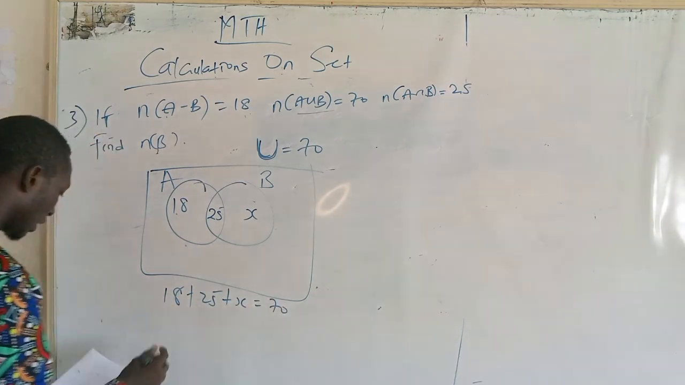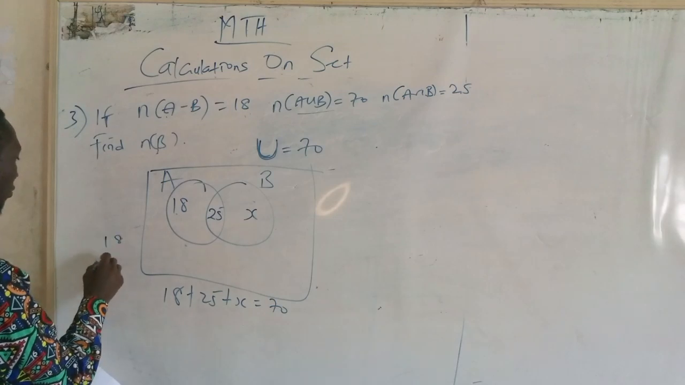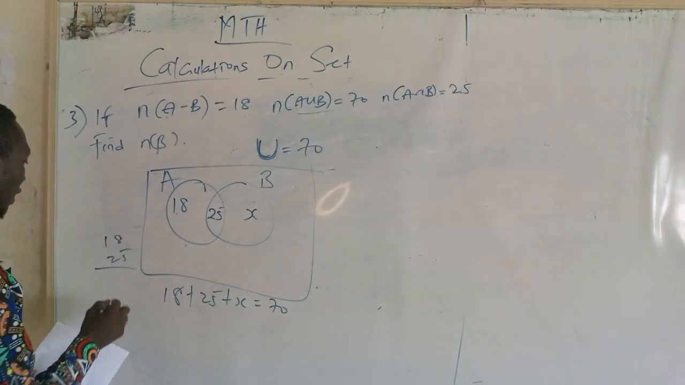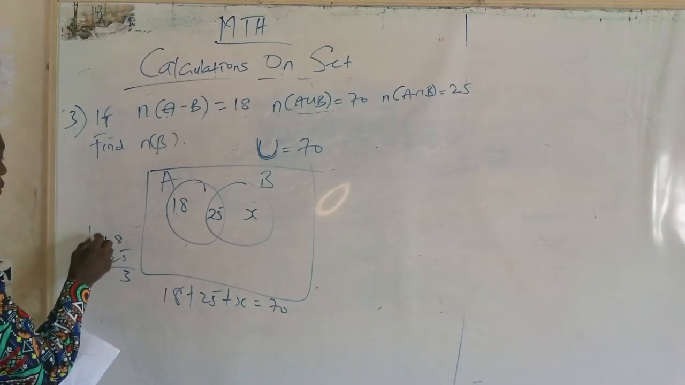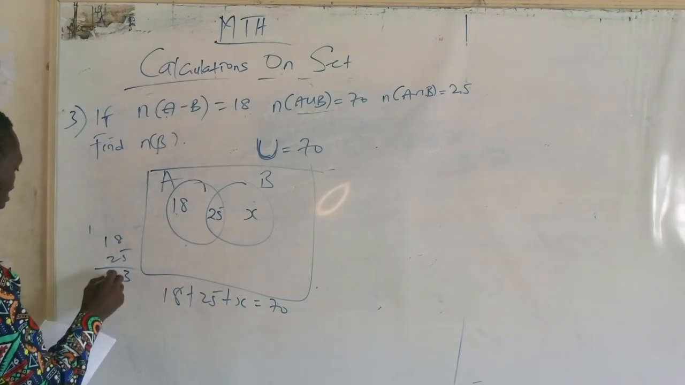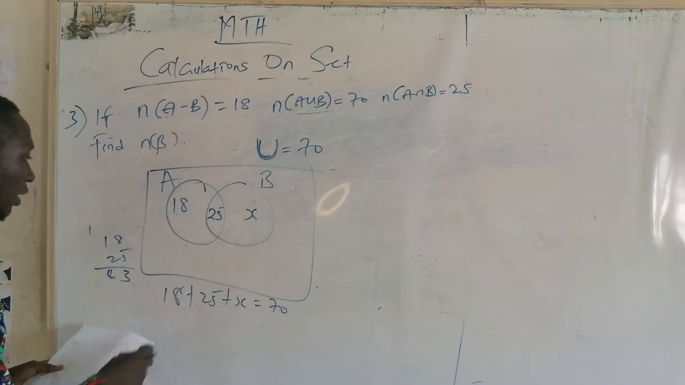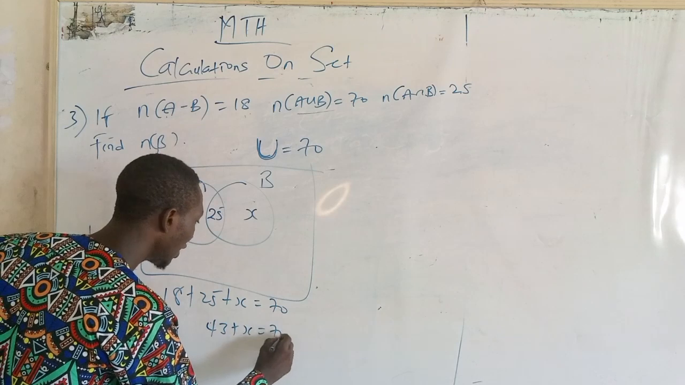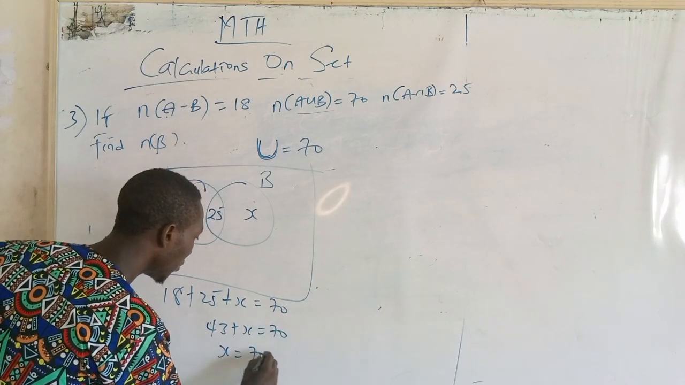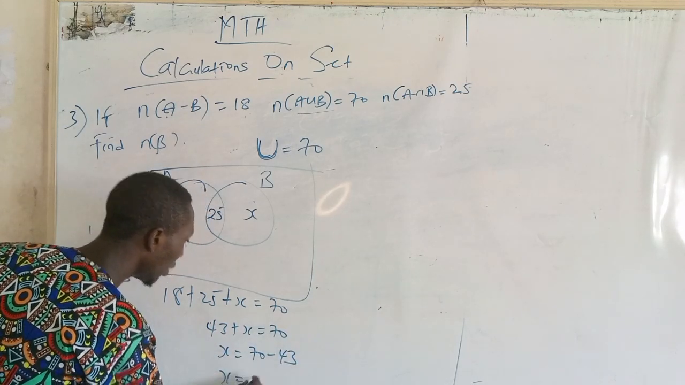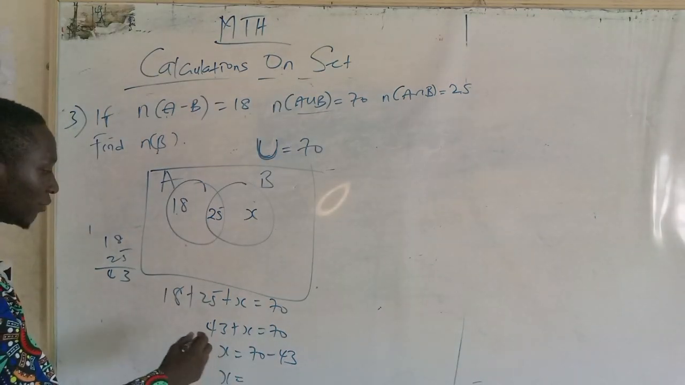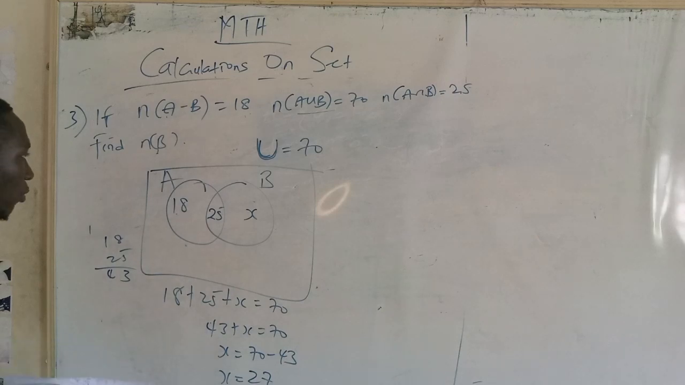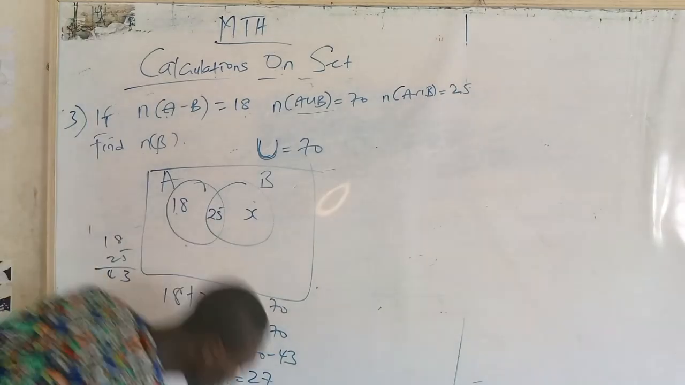Now 18 plus 25: 8 plus 5 is 13, write 3 and carry 1. 1 plus 1 is 2, plus 1 is 3... that is 43. Now, 43 plus x equals 70. So x equals 70 minus 43. Taking 43 away from 70, you have 27. So this is your value for x.